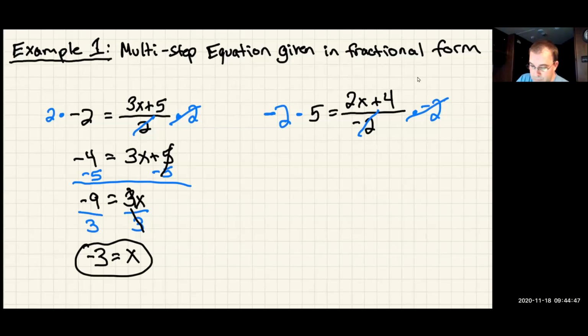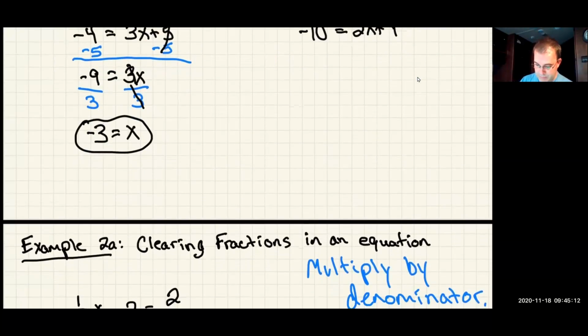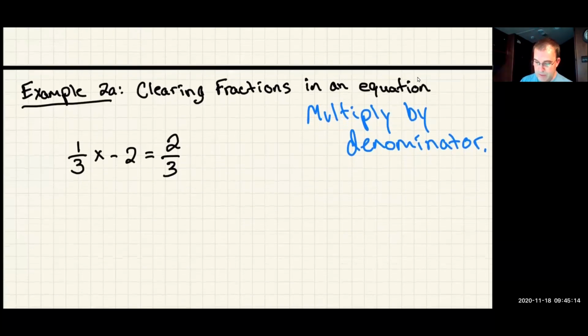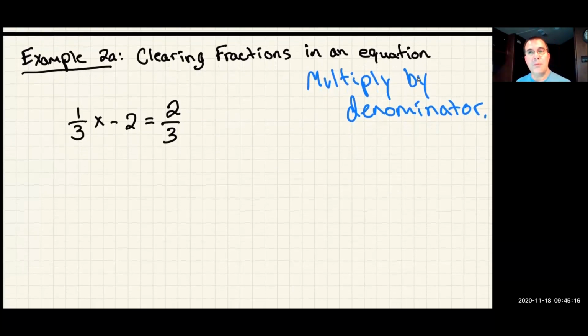The negative 2 times 5, sorry, this is a multiplication sign. The negative 2 times 5 leaves me with negative 10. And on the other side, I just have my 2x plus 4. So now it's a regular two-step equation, which I will leave for you guys to solve. Okay, so that was example 1. Let's move on to the next example, which is about clearing fractions from an equation.